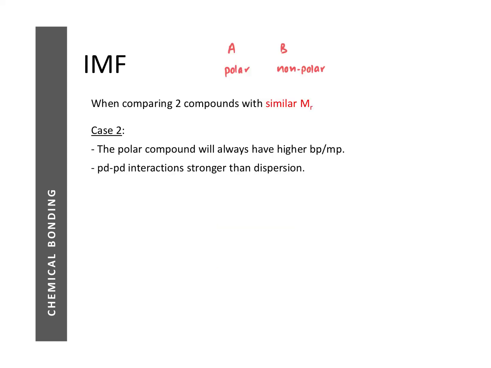So in the second scenario, we're comparing two molecules of similar Mr. One of them is polar, the other one is non-polar. Now this case is very, very straightforward. The polar compound will always have the stronger intermolecular forces of attraction and therefore the higher melting point and boiling point. Why is that so? It is because your dipole-dipole interaction is stronger than your dispersion forces when you have similar sized electron clouds.